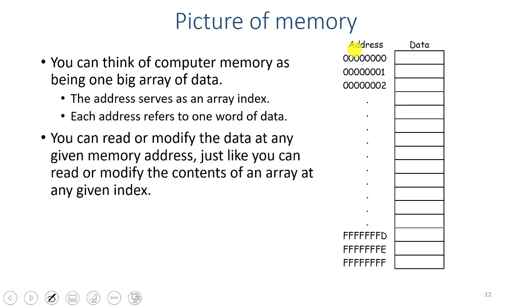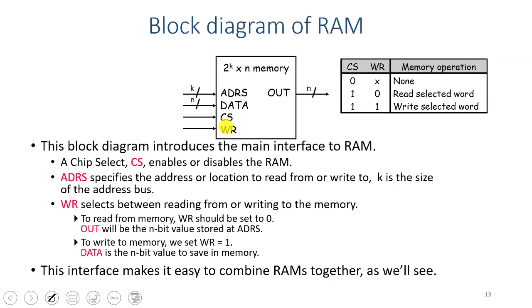Now, how do we read and write from RAM will be discussed in the next slide. Here, I just want to show you how to think about RAM. Think about it as an array. Each location can hold one word, and each location has an address. So the address serves as an index, and each location can hold one piece of data. So how do we read from RAM? This is the block diagram of the RAM.